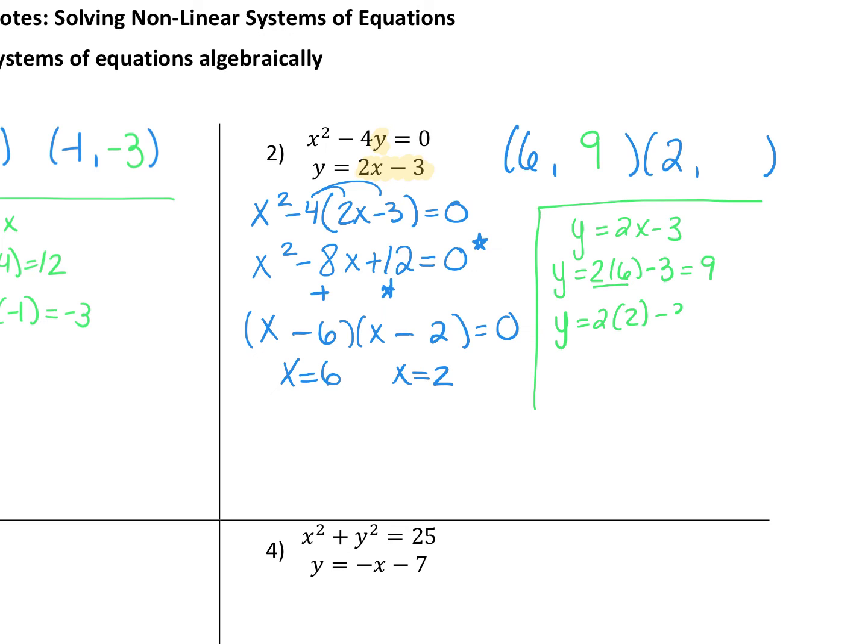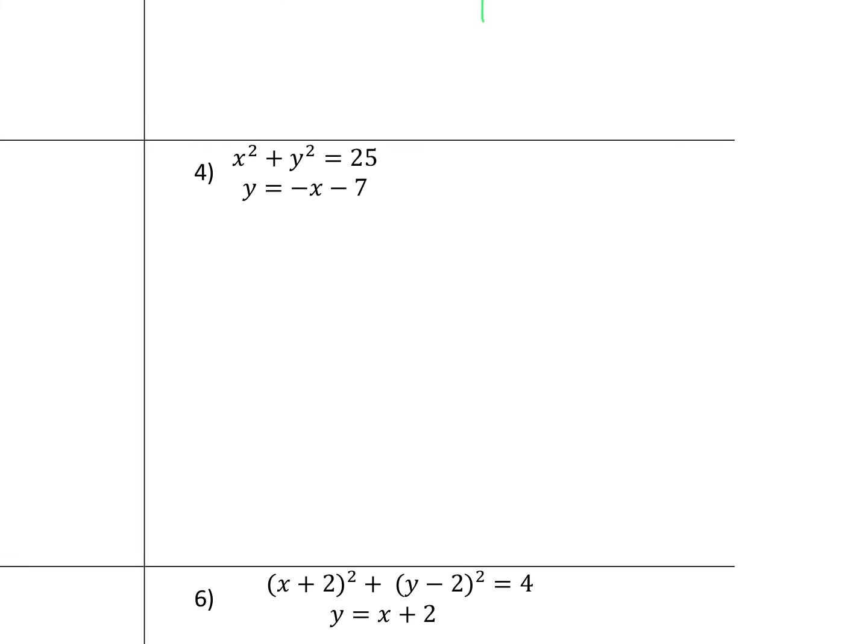Now I'm going to plug in 2. 2 times 2 is 4, minus 3 is 1. And so those will be my solutions for number 2. We're going to skip to number 4. And we're going to have a similar scenario where I have y is equal to negative x minus 7. So I'm going to substitute that in for y.